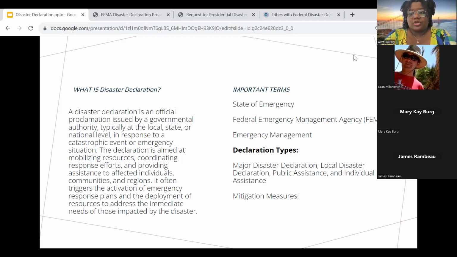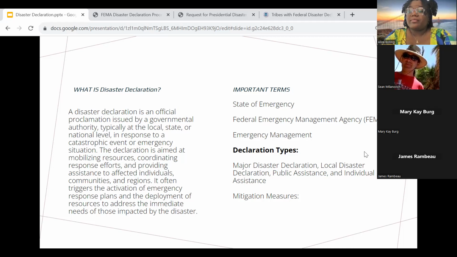Some other terms you should know about disaster declaration are state of emergency. We hear this in terms of extreme cases where something catastrophic has happened and all forces, your National Guard or military forces, are sent to that affected area, and the state is in emergency.